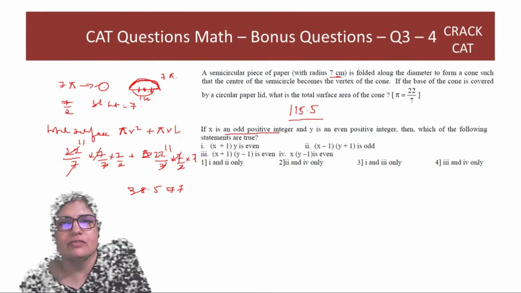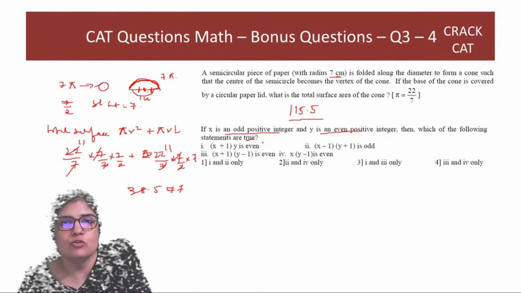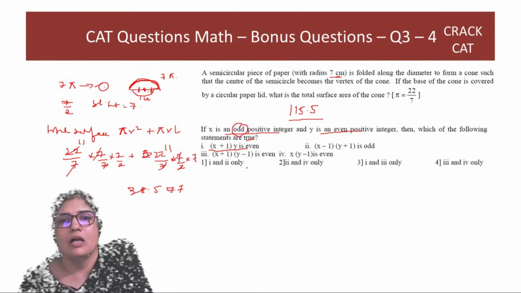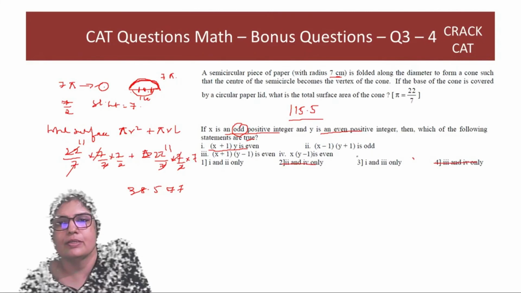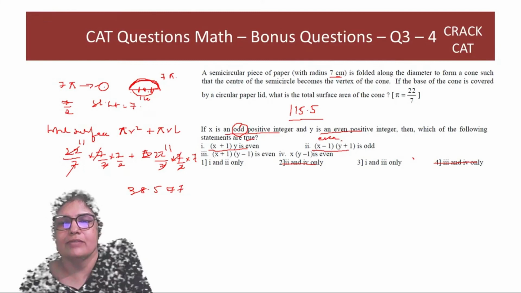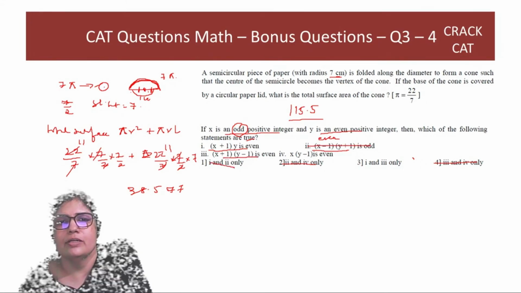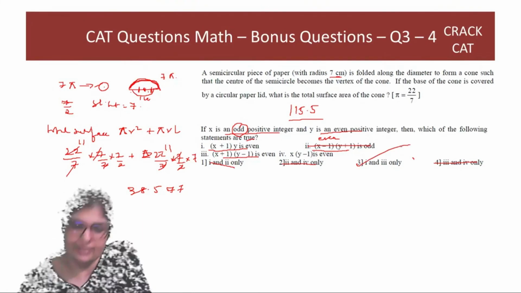x is an odd positive integer and y is an even positive integer. Which of the following statements are true? First one is definitely true because x plus 1 becomes even and y is also even. So 1 is true, so we can eliminate this option and that option. Second one, x minus 1 is even, so this is not going to be odd. So 2 is not true. Third is true because x plus 1 is even. Fourth is also not true, right?